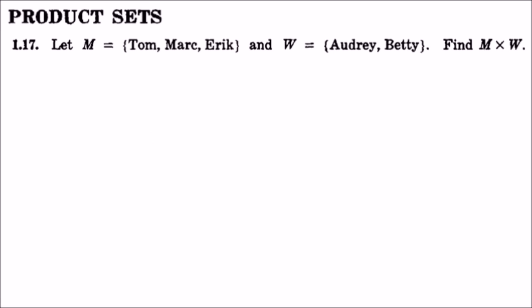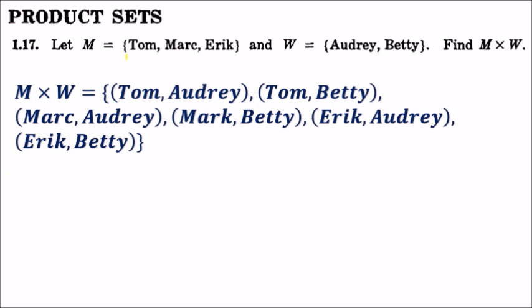Okay, the next set of problems is about product sets. So we have here 1.17. Let M equal the set containing the elements Tom, Mark, and Eric. These are names of people. And set W equals the set containing Aubrey and Betty. Find the product of M and W. The elements of M are just paired with the elements of W. Okay? So, this is an ordered pair.